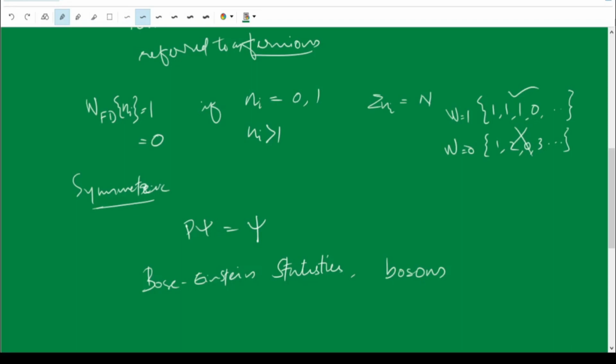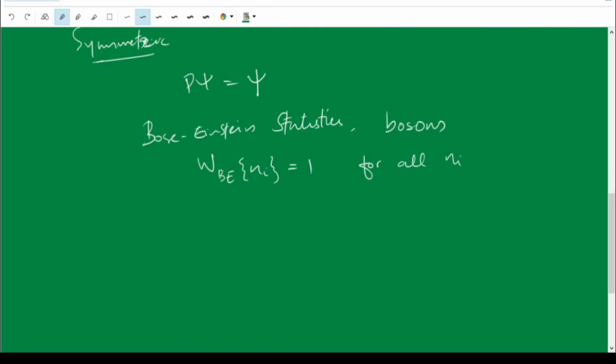Okay. Now the statistical weight factor W_BE of Ni is equal to 1 for all Ni values. That means whatever Ni value may be, the statistical weight factor for any distribution set is equal to 1.